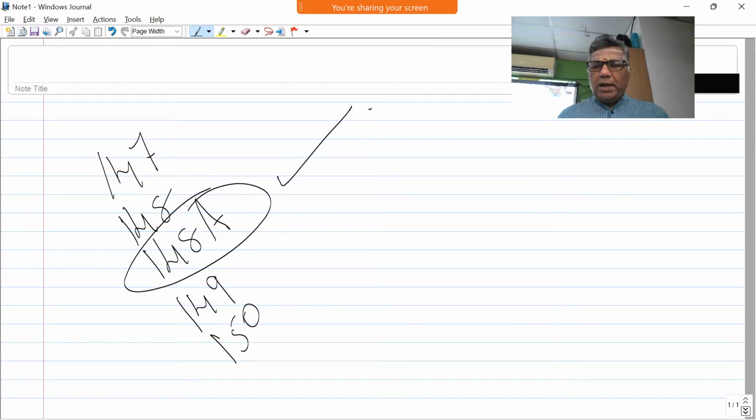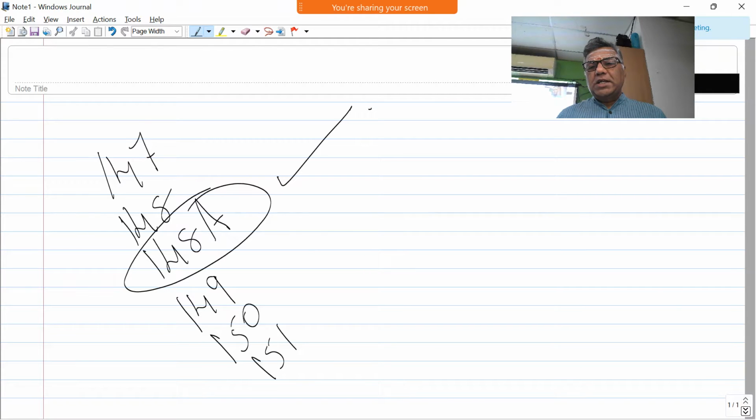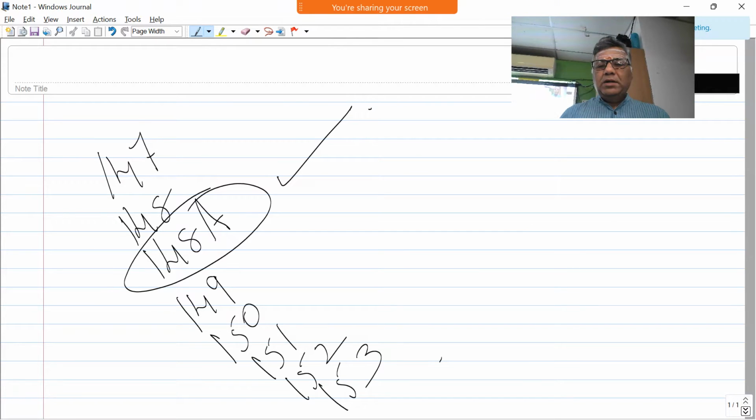150 is no time limit provision. 151 is the authorities who are essential for completing it. 152 is the miscellaneous provision. 153 is the time limit for completion of entire assessment. In that, as I told you, 148A gives a very good aspect about show cause notices, so that the assessing officer can drop.